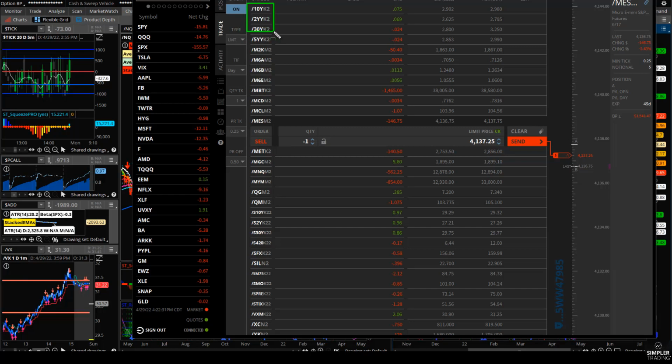You can look at the 10-year, the 2-year, the 30-year, the 5-year notes. You can see the micro Russell. If they all start with M, it's a micro future. If it does not start with an M, it's just a regular contract. But I have this setting to show me all the micro futures across the market. Okay, so there's different types of margin.